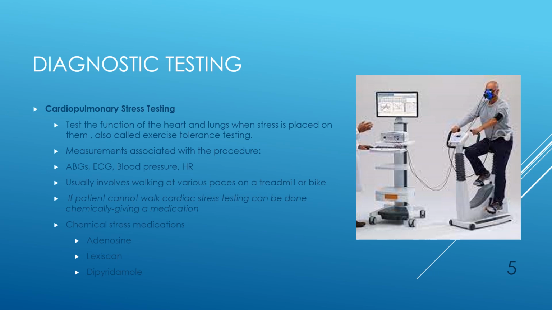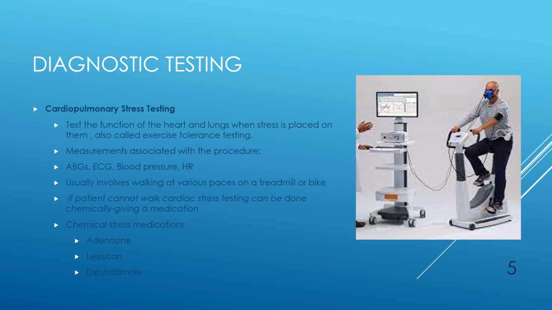Let's talk about cardiopulmonary stress testing, also called exercise tolerance testing. Basically, they bring a patient to a lab and put them on some kind of device, either a treadmill or a bicycle, and they really want to look at the heart and lungs and see how they do when they are doing some kind of exercise. So basically they want to stress the heart. They measure the ABGs, EKGs, blood pressure, and heart rate, and they want to see how your body reacts to certain stress.